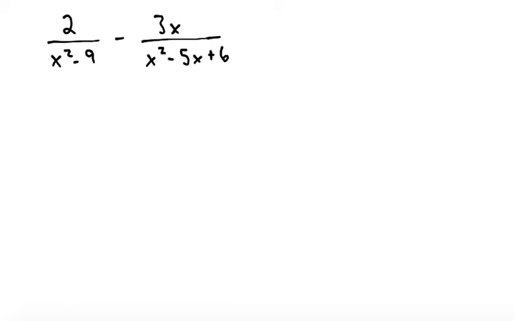The x squared minus 9 is in a difference of squares form. So we can write a squared minus b squared. The form for factoring that is a minus b times a plus b.